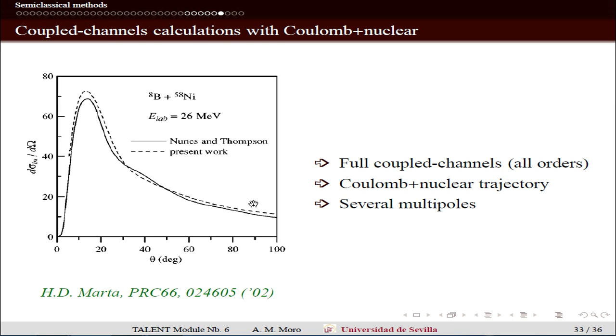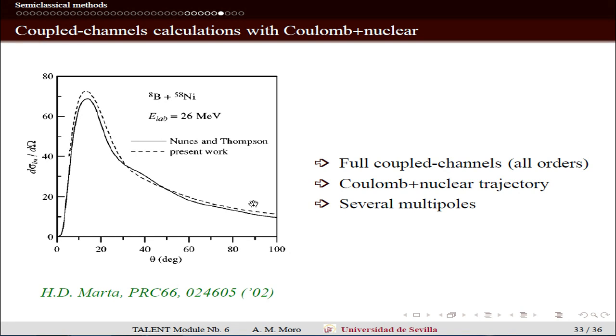This is another nice example of how you can go beyond the first order approximation and get a result very close to the full coupled channel calculation. So this is a boron-8 on nickel reaction, and this is the angular distribution of the beryllium-7 after the breakup of the boron-8. So boron-8 breaks up. This is the angular differential cross section with respect to the angle.